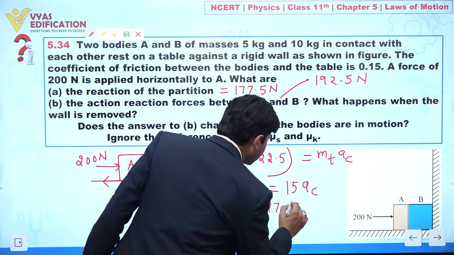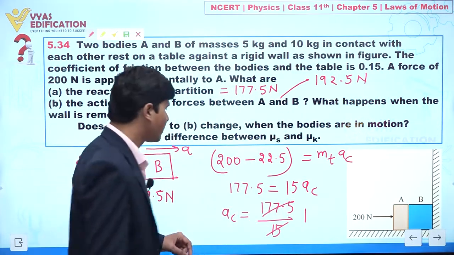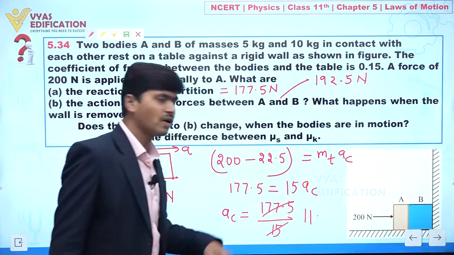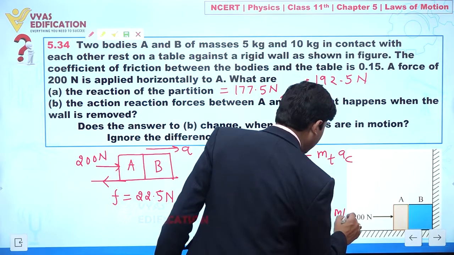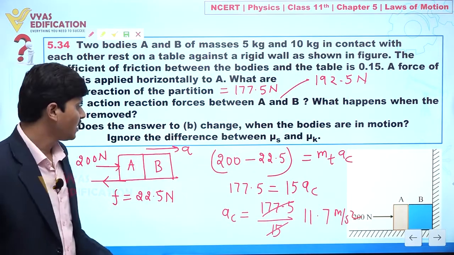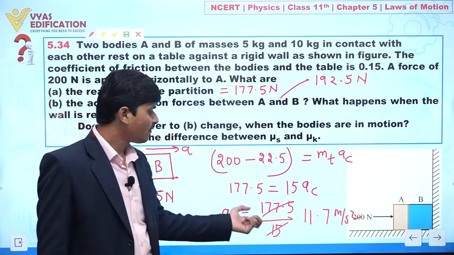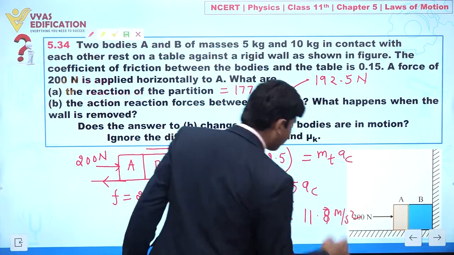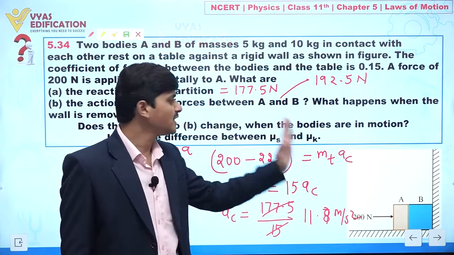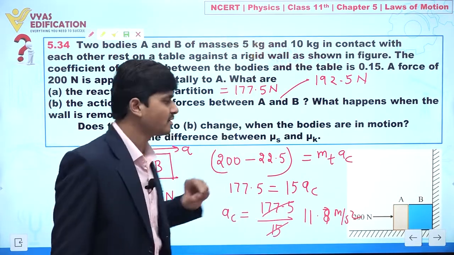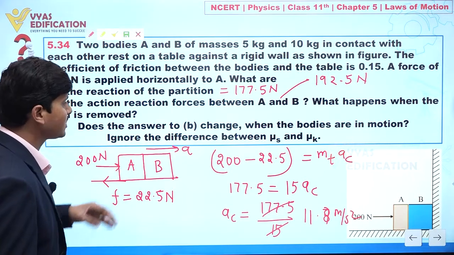This is given by 177.5 divided by 15. So we have 1, 2 left, again 15, 12 left, and we have 8. So 11.8 approximately, meter per second square. This is the acceleration of the system when we remove this partition wall. Clear to everyone? Done.